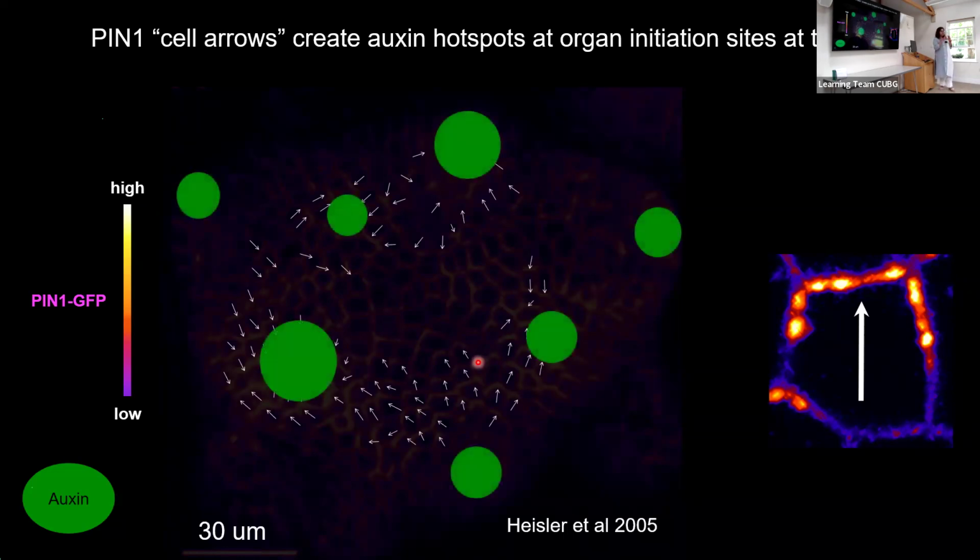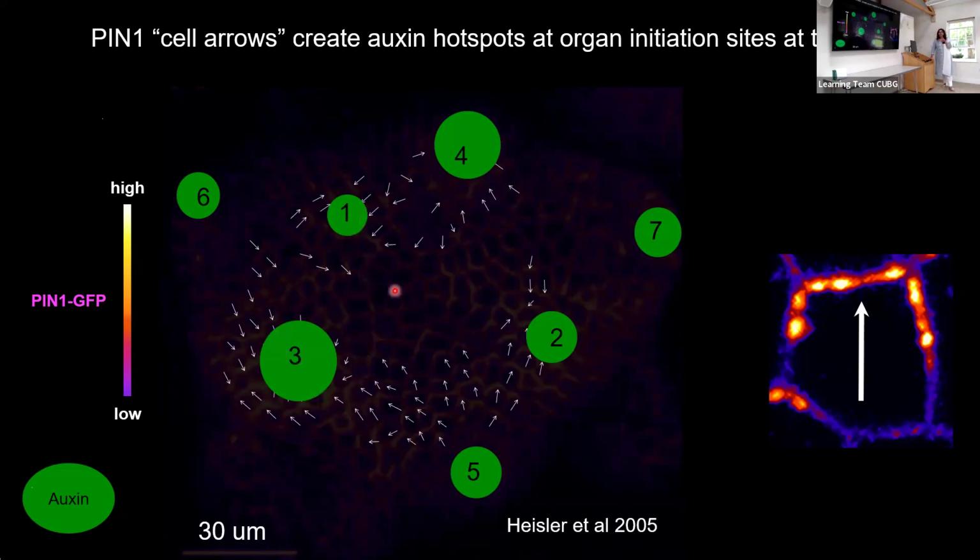Local accumulation of this plant hormone auxin, because this protein transports auxin outside from the cells into the neighboring cells. So by forming these guided patterns or transport routes, it creates auxin hotspots at different positions in the shoot meristem. And this is where organs emerge. So new leaves and flowers will form from these sites where an auxin hotspot has been created.